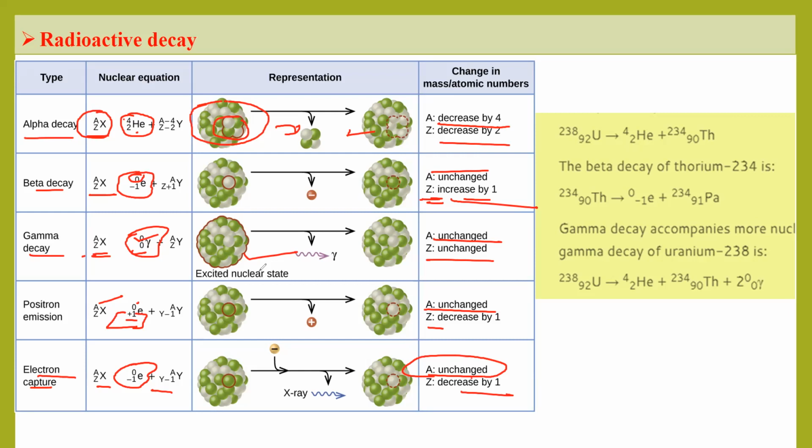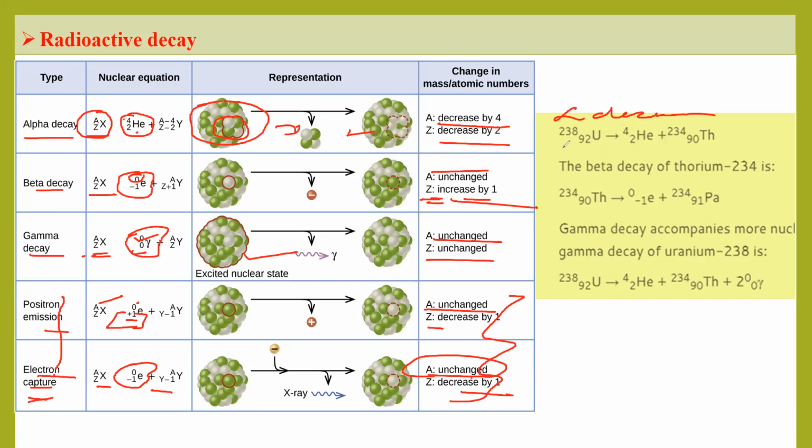If we compare positron emission and electron capture, the products are the same, while the symbols are different. Positron emission is +1 electron 0, but electron capturing is -1 electron 0, but the product is the same after these emissions.